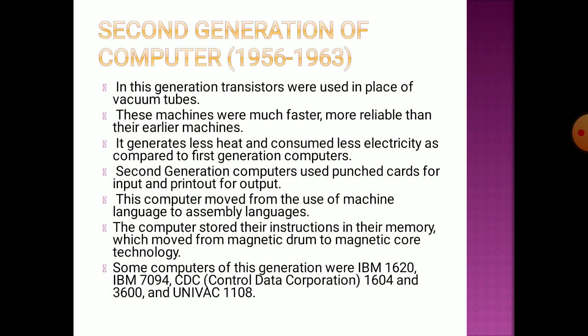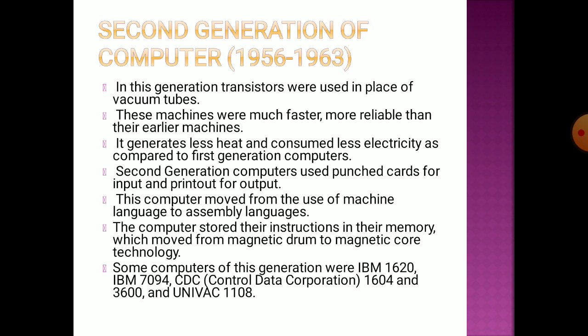Next point you have to remember here is that the computer stored the instructions in the memory, which moved from the magnetic drum to the magnetic core technology. So here the storage devices started being used. In your second generation of the computer, we started using the storage devices, that is the magnetic drums and the magnetic core technology.